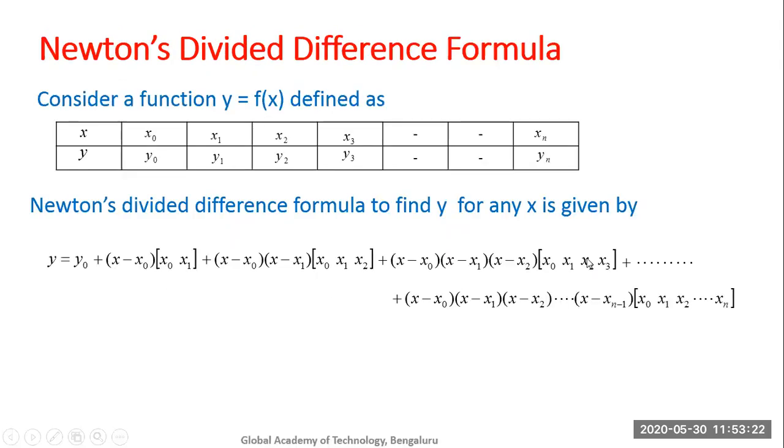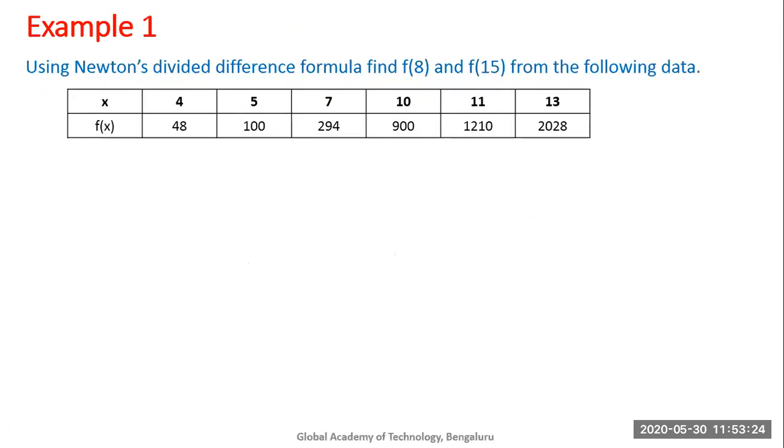So let us take an example using Newton's divide difference formula. Find f of 8 as well as f of 15 from the following table. So x values are 4, 5, 7, 10, 11 and 13. Corresponding y values, the f(x) values, are given. We need to find the function at x equal to 8 and x equal to 15. Here if you observe, the difference of two consecutive values of x is not the same.